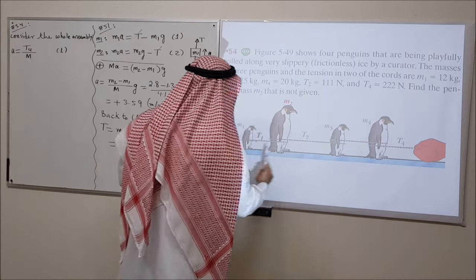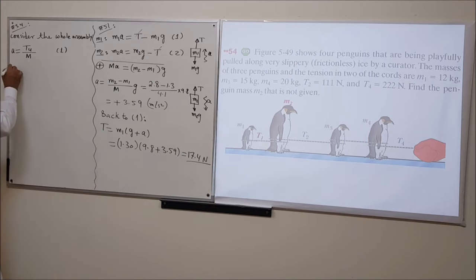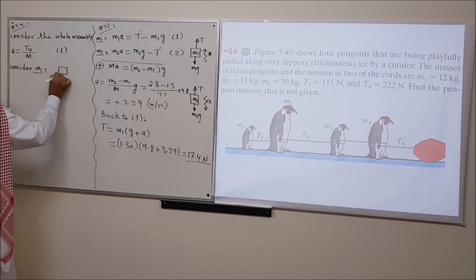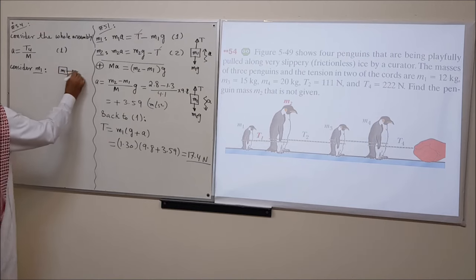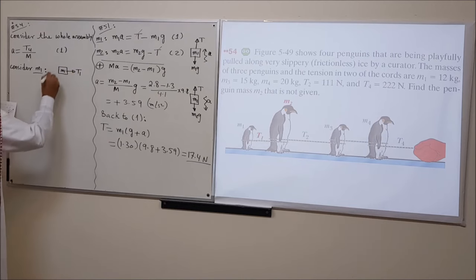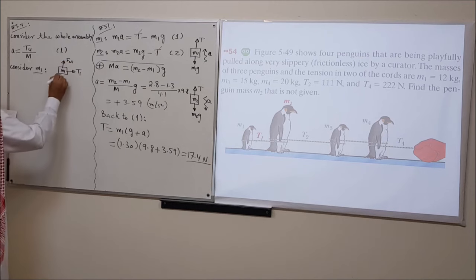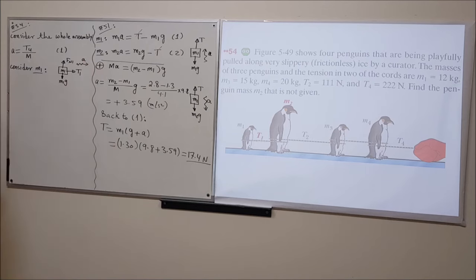For this one, two tensions. This is the only one that has one tension there. So let's consider the first penguin. Consider M1. Draw its free body diagram. It looks like this. This is M1. The applied tension to this one, I will call it T1. And this is the normal force on it. And this is the gravitational force, M1g, and it is accelerated to the right.